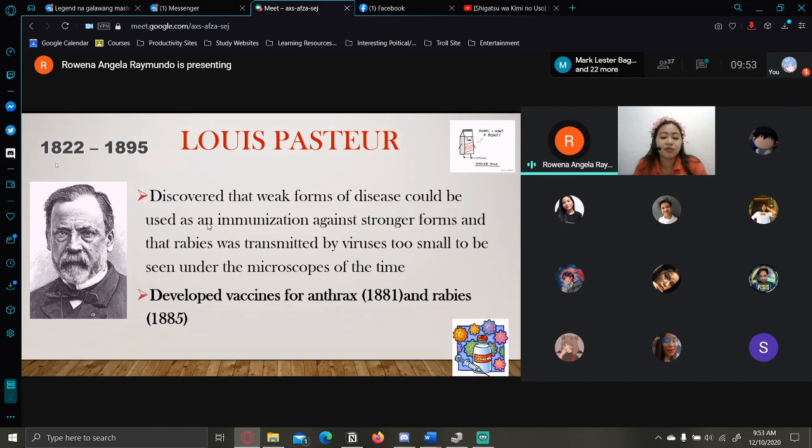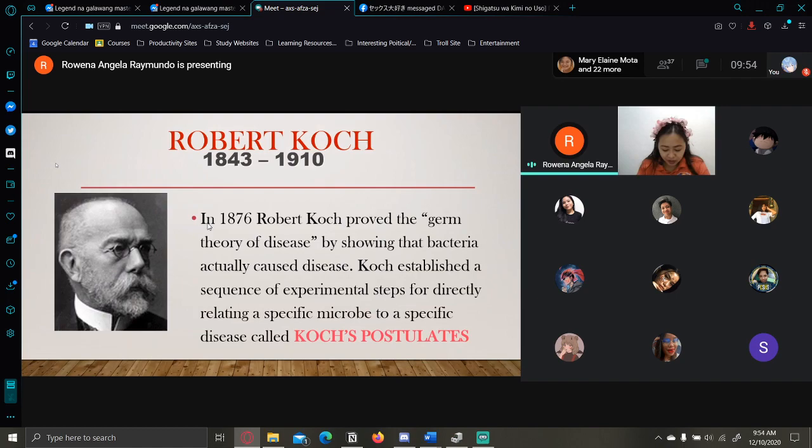Another scientist named Robert Koch proved the germ theory of disease by showing that bacteria actually cause diseases. Koch established a sequence of experimental steps for directly relating a specific microbe to a specific disease. And ang tawag niya doon ay Koch's postulates.